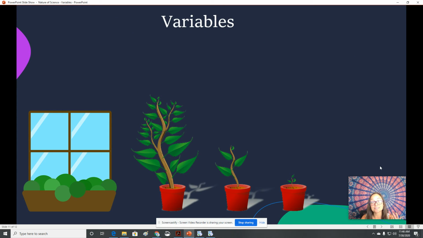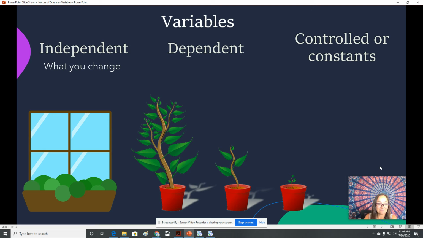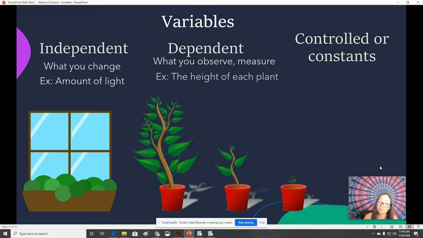So here, if I look at some variables, my independent variable, think to yourself, what is the independent variable? What is the researcher in charge of changing here? That independent variable, what you change, is the amount of light. We have one plant that's close to the window and a plant that's further away. Now, what depends on the amount of light? Like, what are we measuring? What are we observing? It's going to be the growth of the plant, the height of each plant. That is the dependent variable. It depends on how close you put it to light, to the independent.